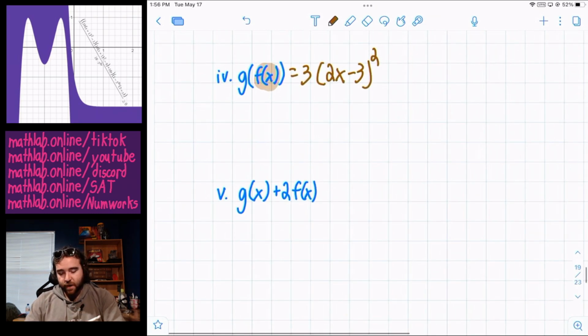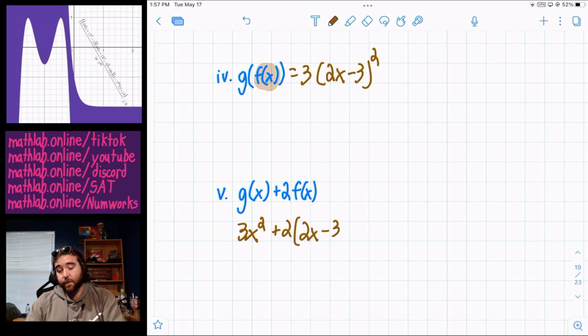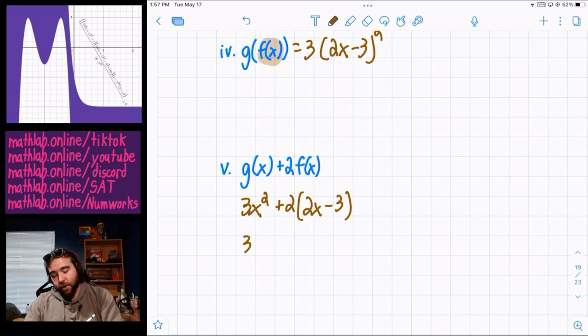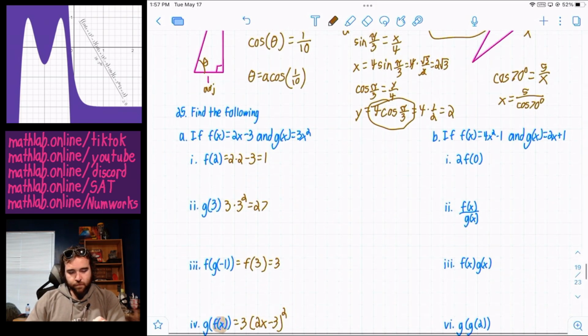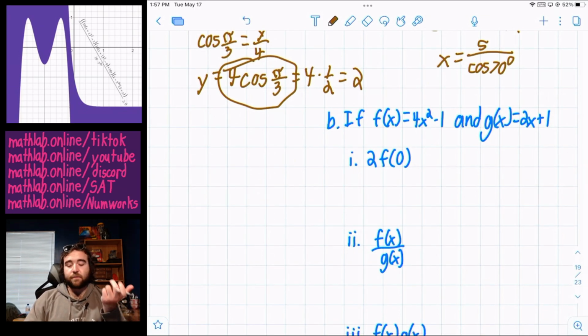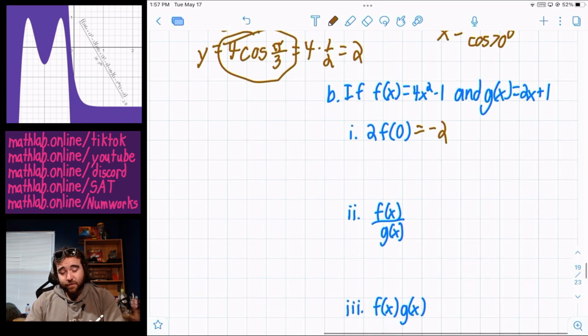And then here we got g of x, which was 3x squared, plus 2 times f of x. So that's 2 times 2x minus 3. Can make that a little prettier. 3x squared plus 4x minus 6. That's a little bit nicer. So we got the same thing over here. So 2 times f of 0, well, f of 0, plug in 0 for x, that's negative 1. 2 times negative 1, negative 2.